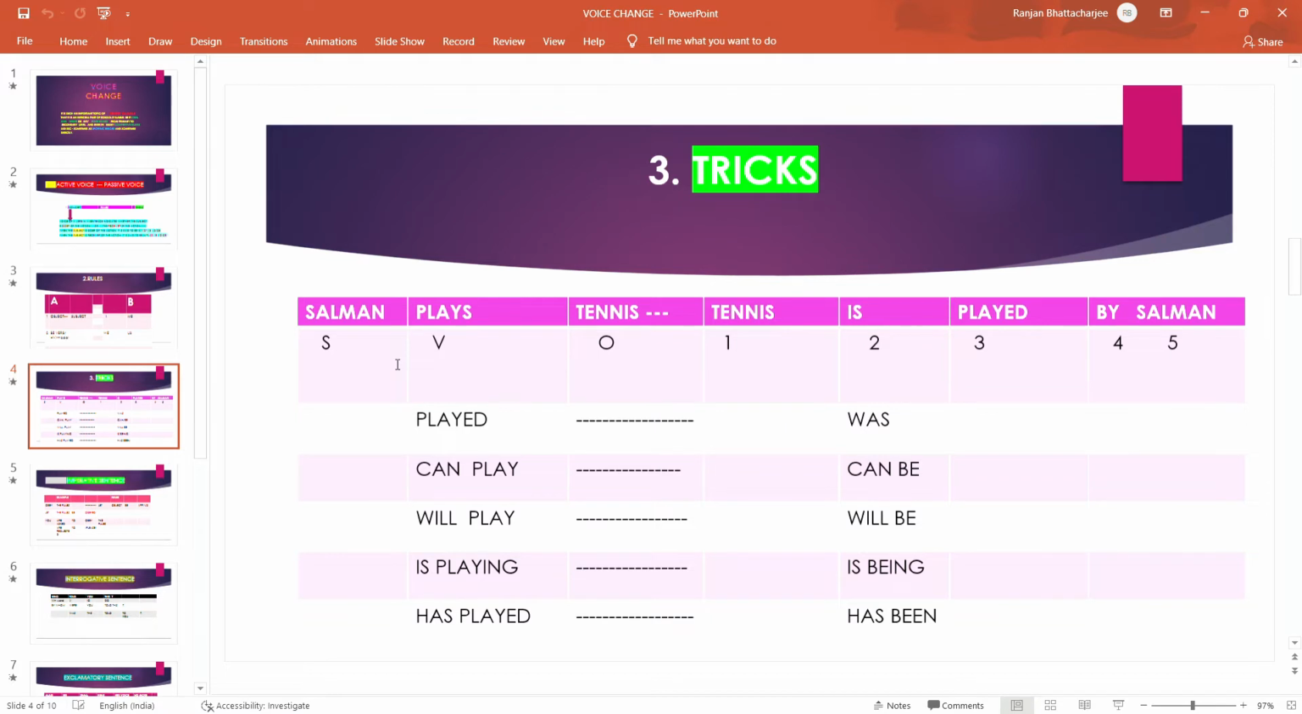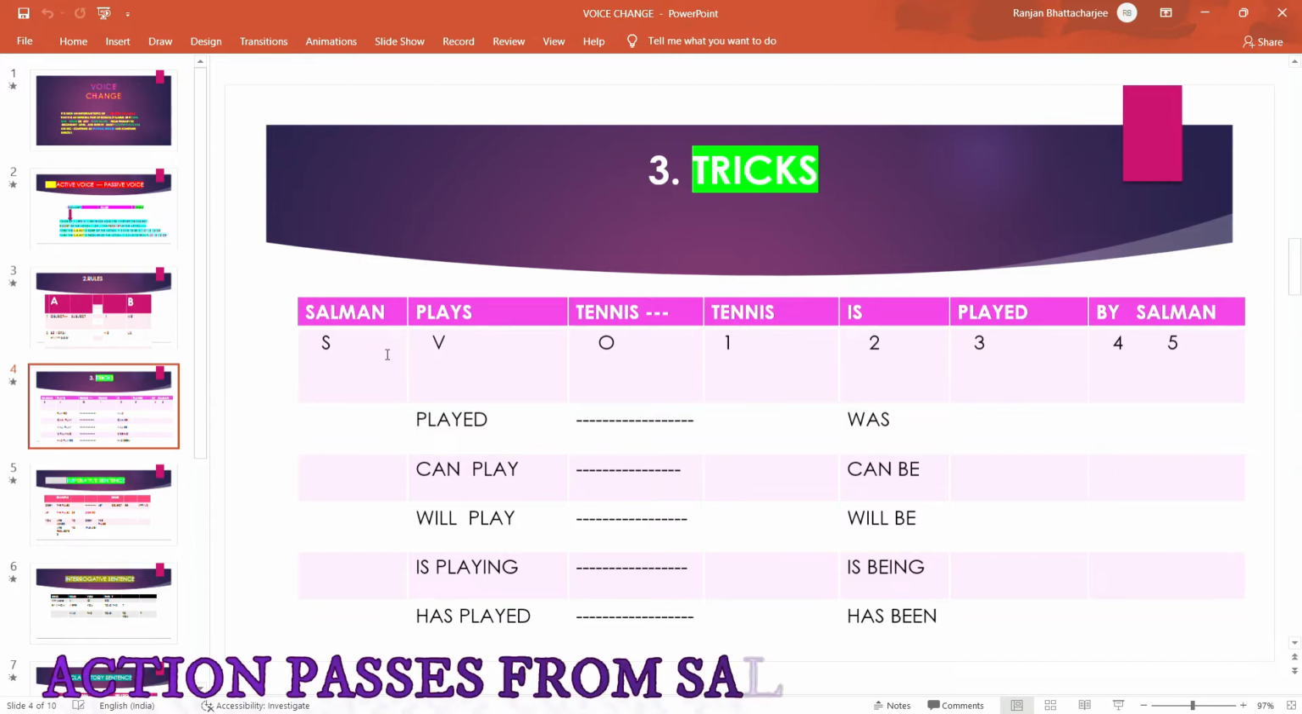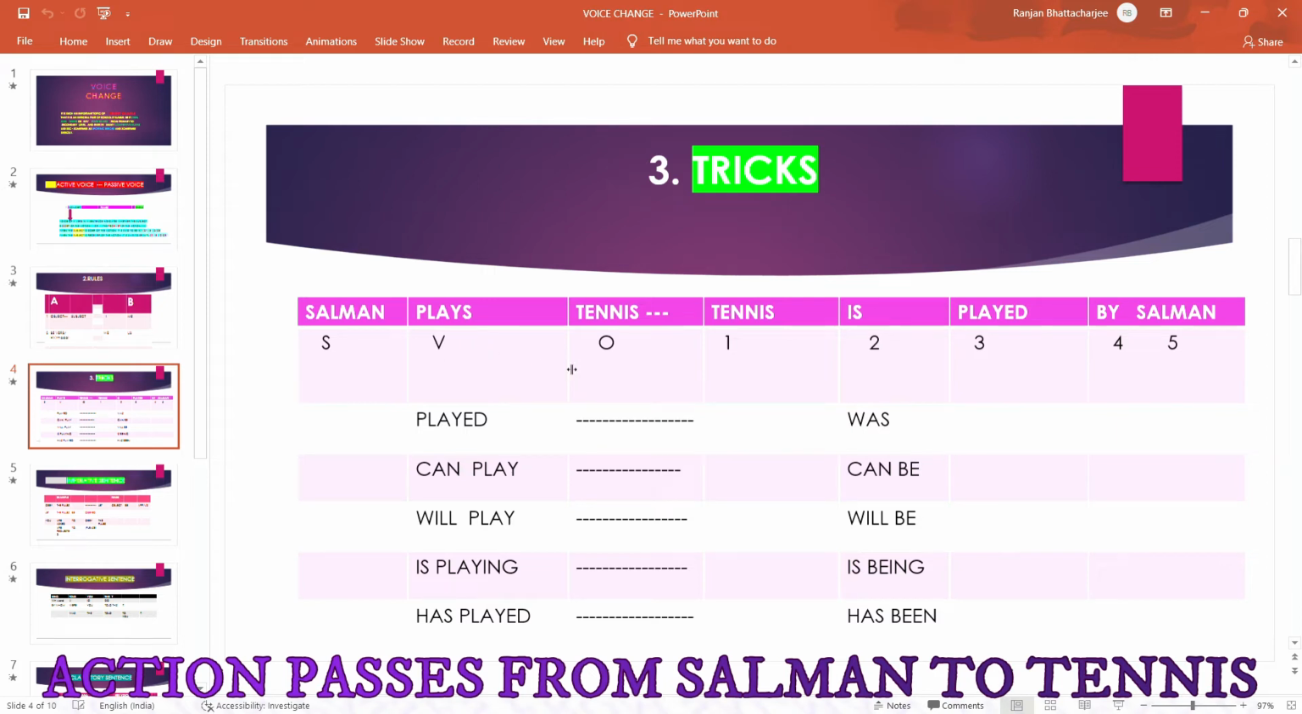How can you understand whether this sentence is active or passive? The first rule is that when the subject is the doer of the action, it is active. Who plays tennis? Salman plays tennis, so Salman is the subject here, and that's why it is in active voice. So how to convert into passive? According to the rules, first, the object, tennis, in active voice becomes the subject in passive voice. So tennis comes in the place of number 1, and becomes the subject of the passive voice.